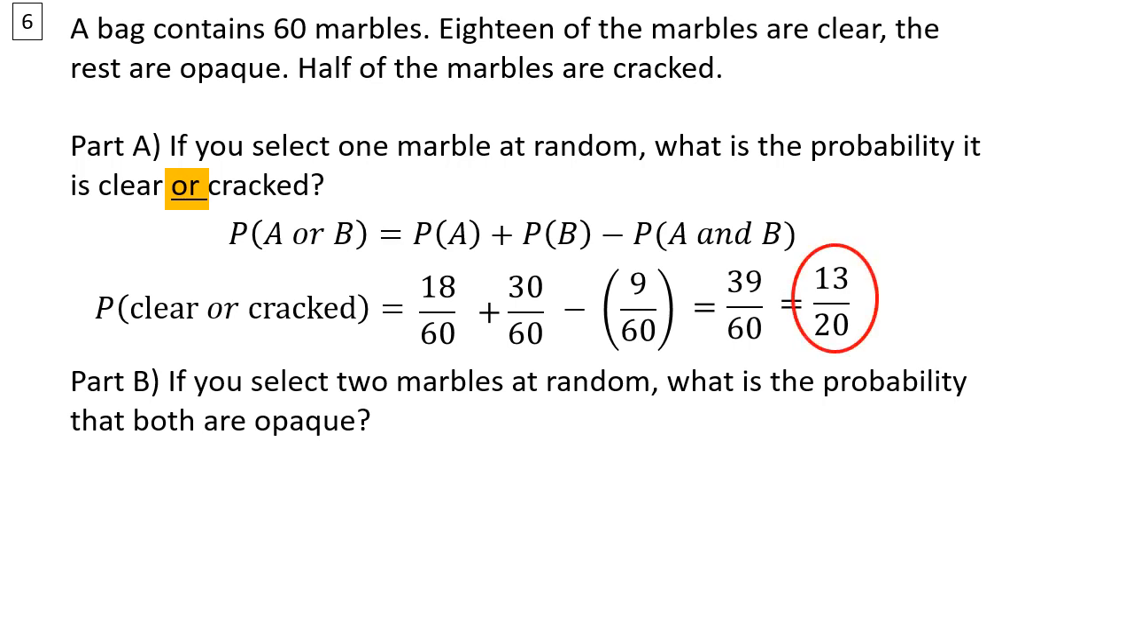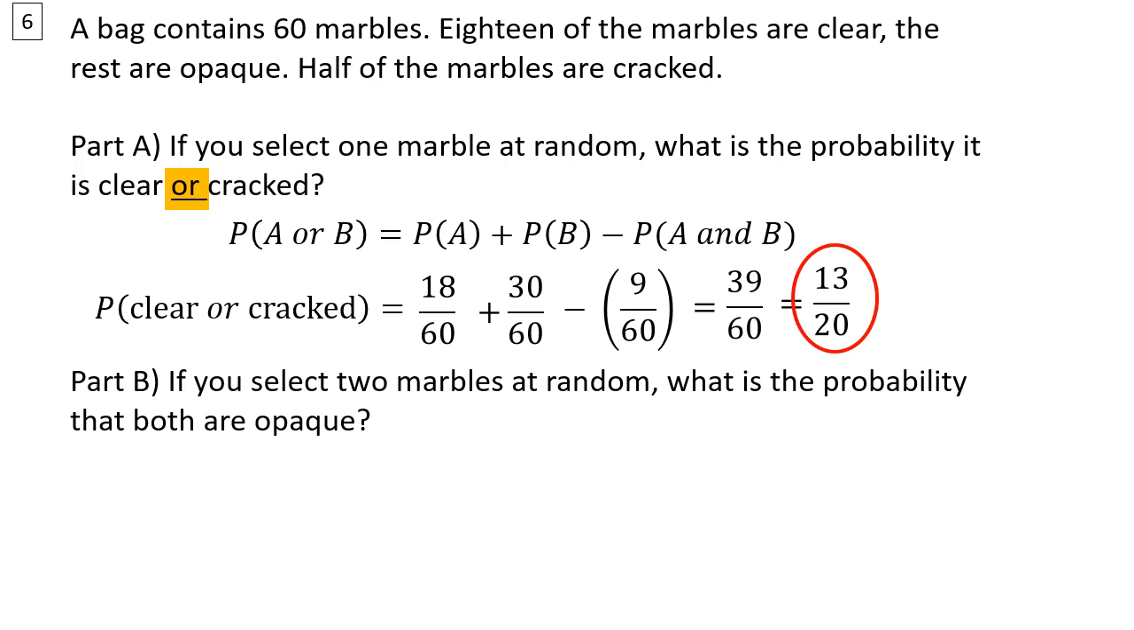There are other ways to have worked this problem that may seem like they're easier. For instance, yeah, there's 18 marbles that are clear. Half of the marbles, which means 30, are cracked, minus the 9, half of the 18. That would be clear and cracked, and then just put that all over 60 just once. I wanted to do it this way because we never know what kind of problem they're going to throw at us on the end of course test. It might be one that just gives us probabilities instead of raw numbers.